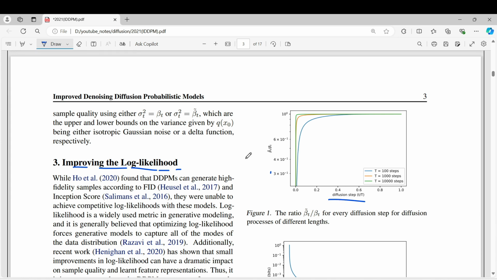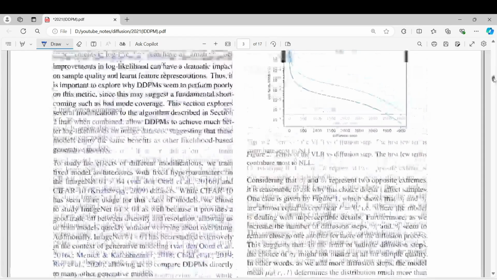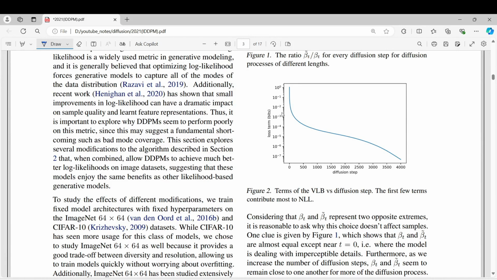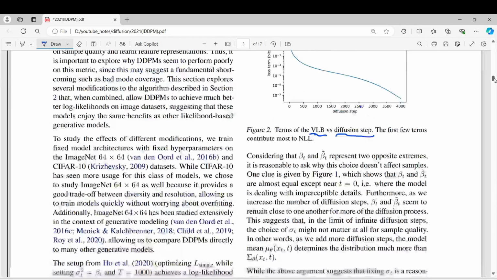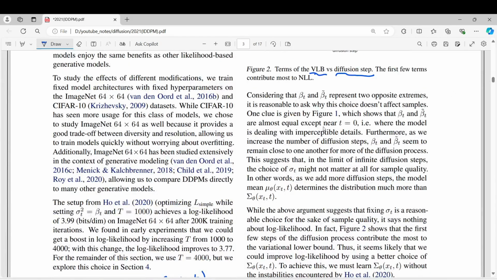After that, let's focus on another part. They have given this curve as well, beta tilde versus diffusion steps. So let's move on to that fact.